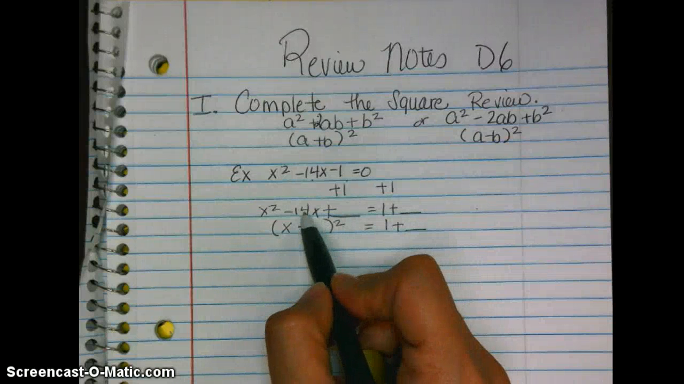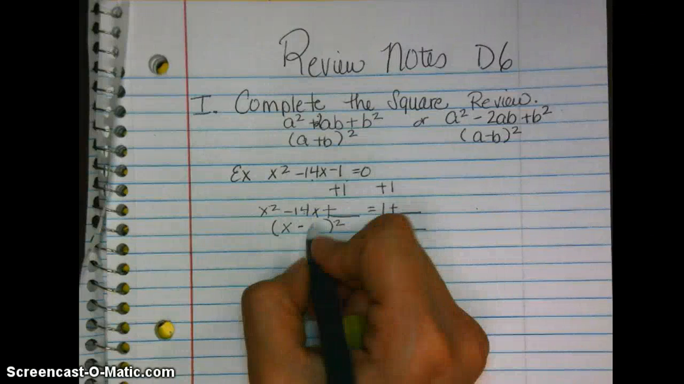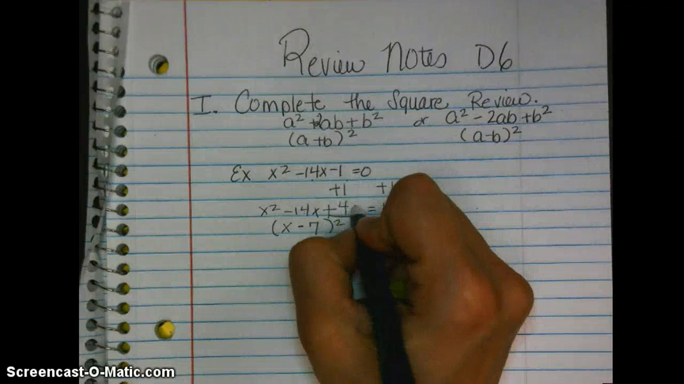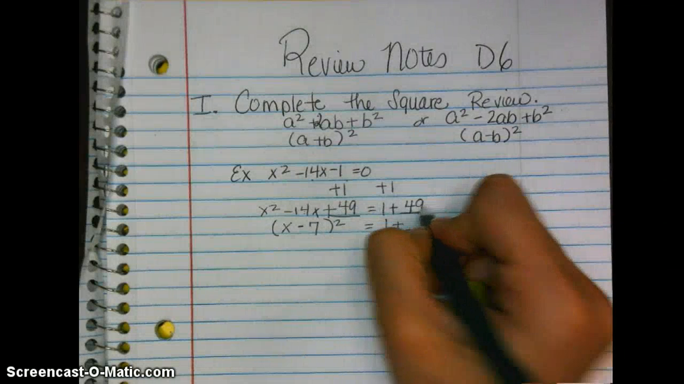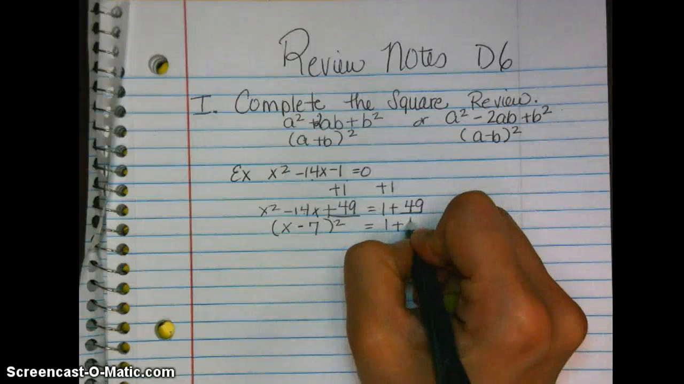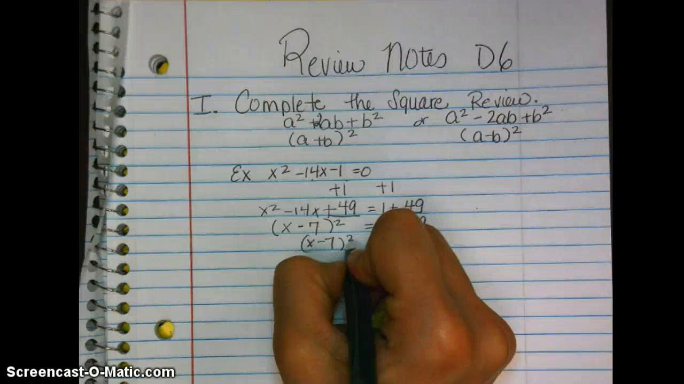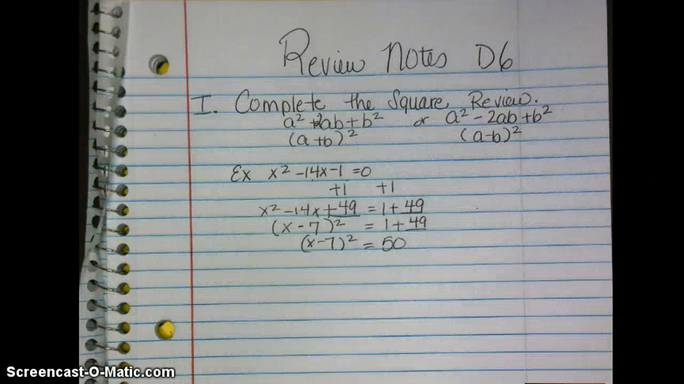To get that, we're going to take half of our b term, which is negative 7, and that's what goes here. Then we're going to square it, and that number is the number I need to add to both sides of the equation. Okay, so I'm going to do another one with you guys.